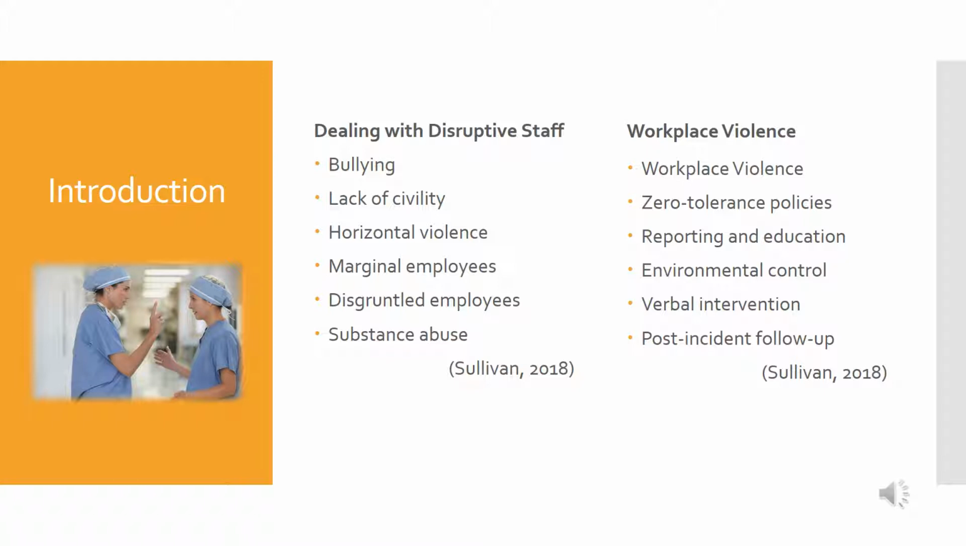Preventing violence in the workplace includes implementing zero-tolerance policies, being educated on and reporting the warning signs of violence, and implementing adequate environmental controls. When dealing with violence, early recognition is the best strategy. Verbal intervention is appropriate when the bullying behaviors are not physical or violent. If a violent or dangerous incident does occur, a post-incident follow-up is essential for the well-being of all involved.